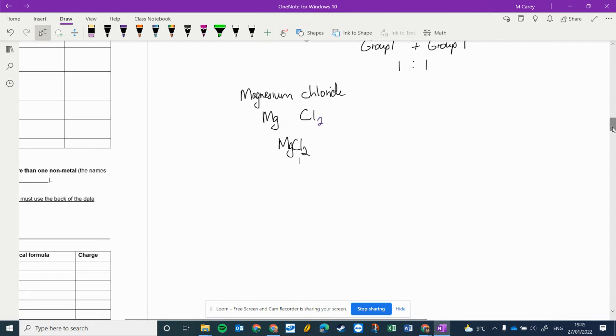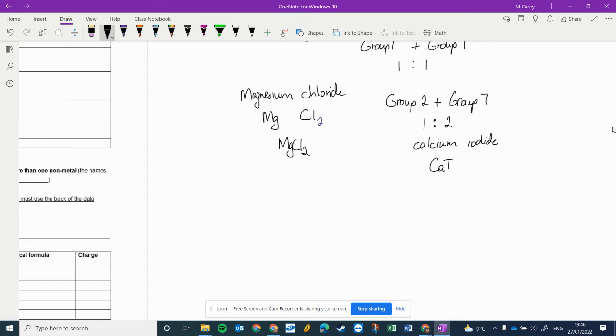What about if we have a group, let's see, group 1. So group 2 plus group 7 will always combine in a 1-to-2 ratio. Okay, so for example, calcium iodide will be CaI2, and it's not because iodine is diatomic. Just be very careful about that. It's to do with the ratios of their ions, so just be careful about that.